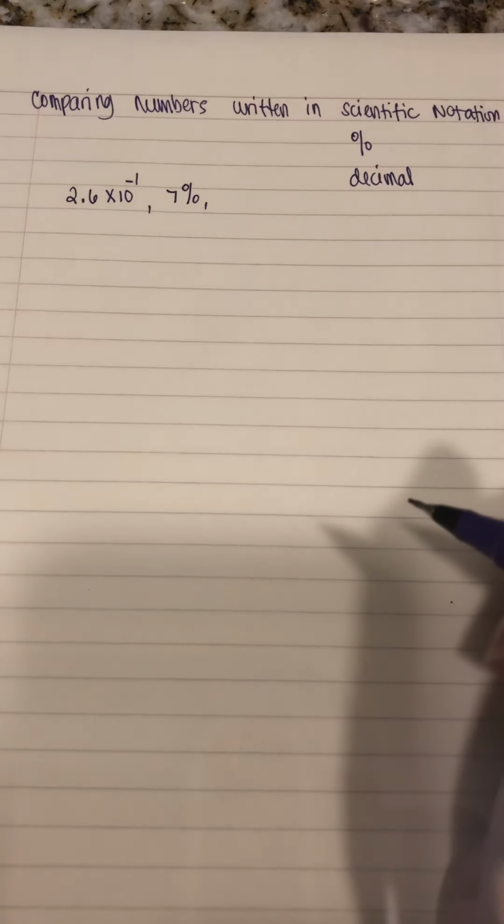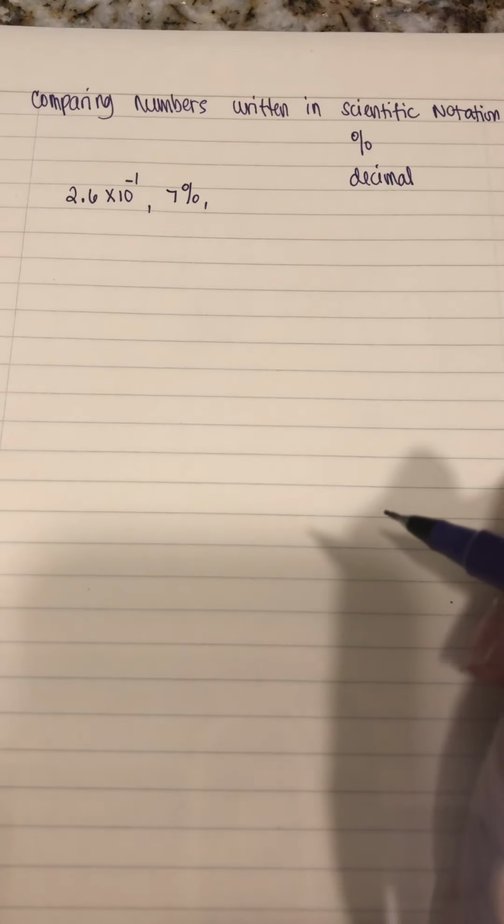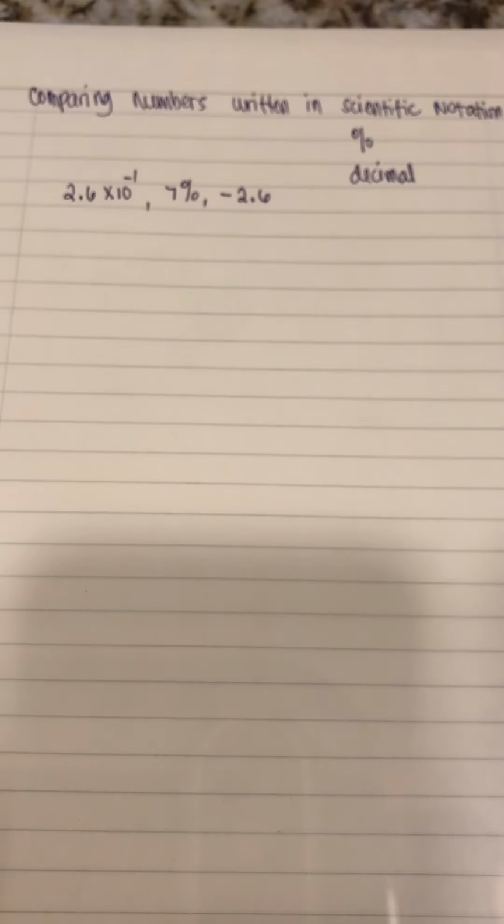All right, so let me have four numbers here. A number written in scientific notation, for example, is 2.6 times 10 to negative 1. And then let's have a number written in percent. Let's say 7%. And then a number written in decimal. Let's do negative 2.6. And let's have a number also written in fraction.